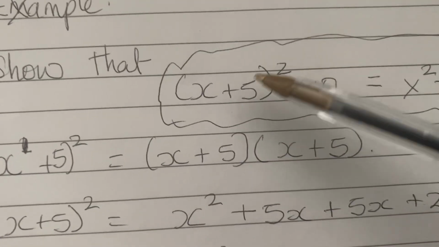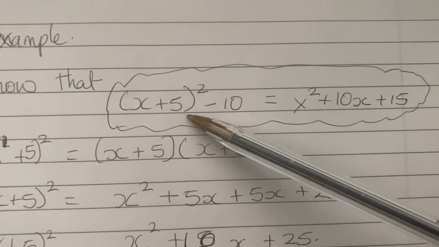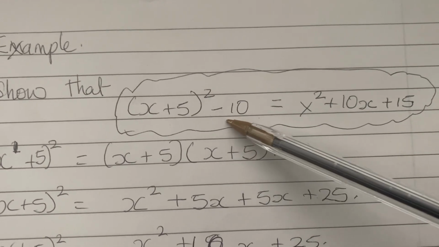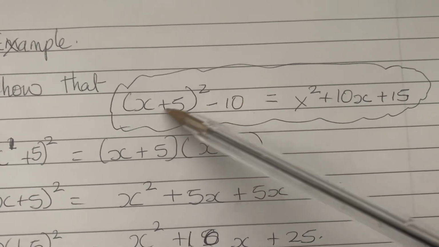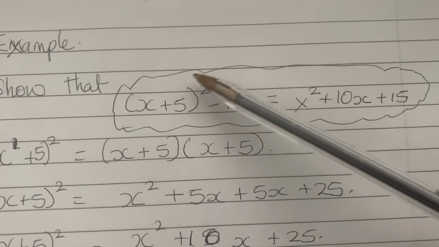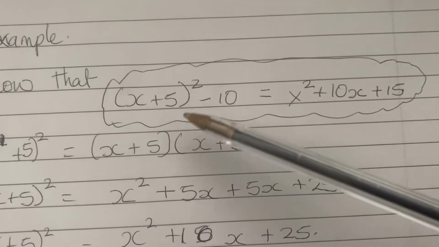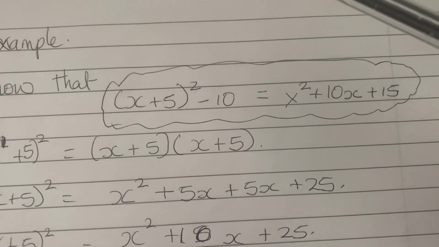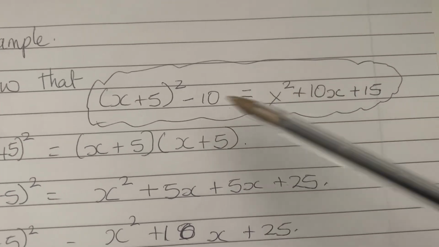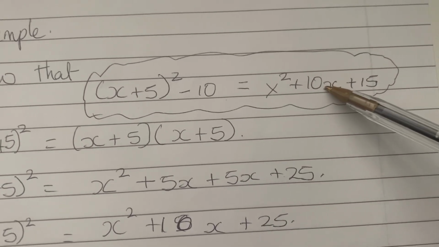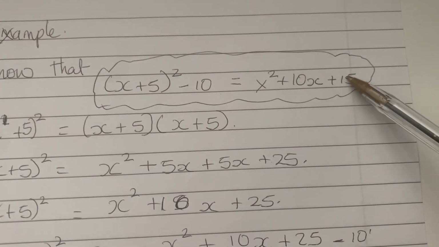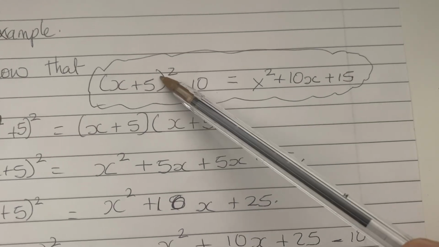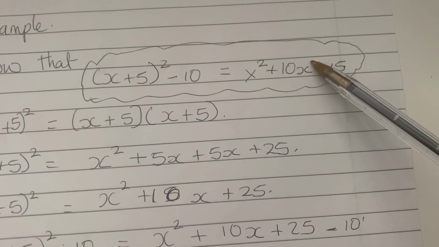Let's quickly look at another example. Show that (x plus 5) all squared minus 10. Here, minus 10, this part is not like completing the squares, but we are going to use that method, because they said we should show that this equals this. So we are going to use the method of completing the squares to show that this equals this.